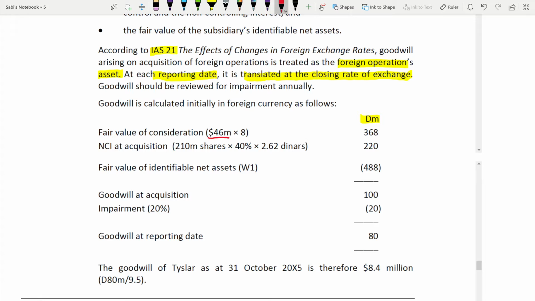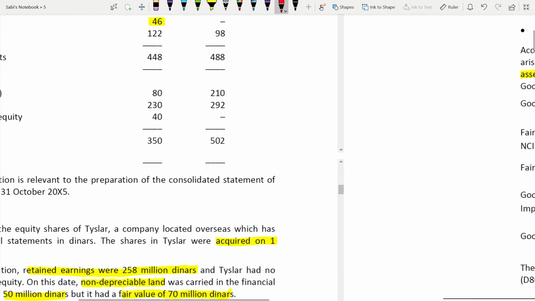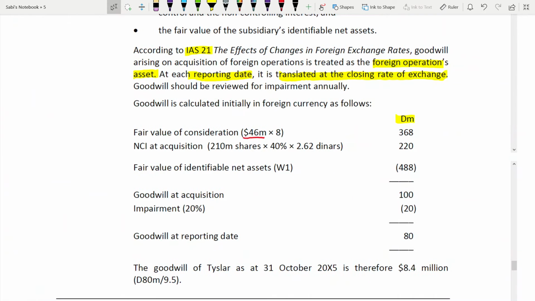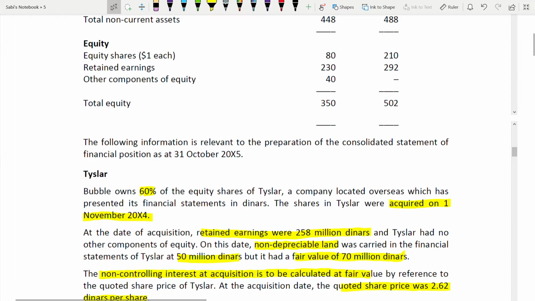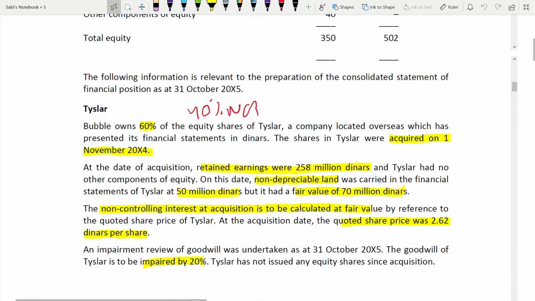So NCI at acquisition. We'll see. If you can see, it is 210 million shares into 40%, 2.62 dinar. This is already in dinar. So you have to write in dinar only. So NCI, if you see, it is 40% because you have acquired 60%. That we know. Okay. 40% is NCI. That we know. What is the number of shares? And the price is also 2.62 dinar per share. They have given you 2.62.